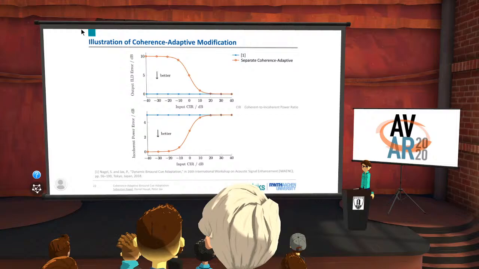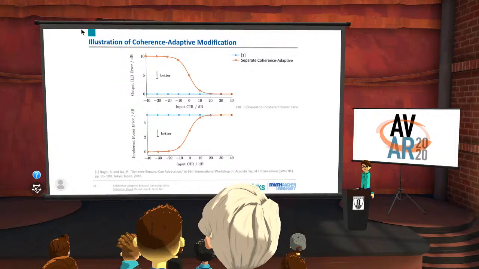So yeah, here you can see an illustration again of how this algorithm can switch between two different modes. So there are two quantities shown here. The first one at the top is the output ILD error. So this is an error that we can make in modifying the coherent component. And at the bottom it shows an incoherent power error. So this is a quantity that measures how much we distort the incoherent component. And of course we would like to have both these errors to be as low as possible. And what you can also see on the x-axis, we have the coherent to incoherent power ratio of the input signal.